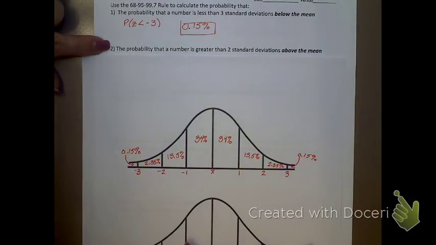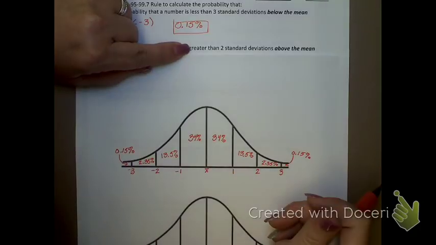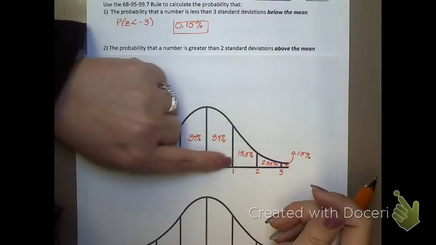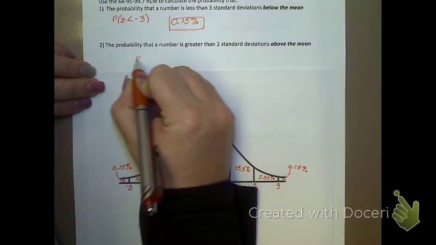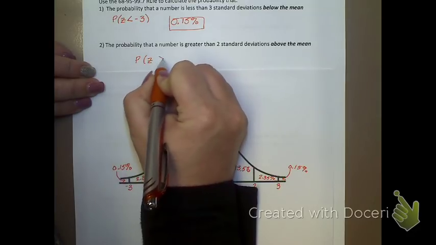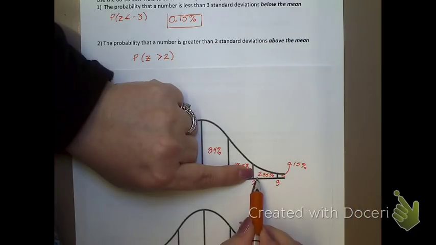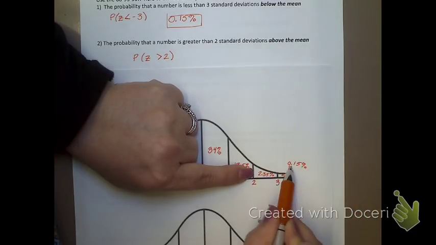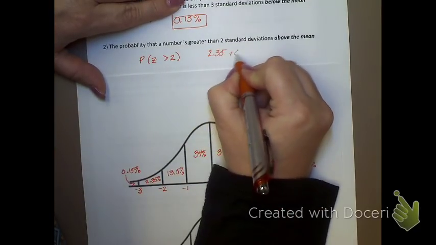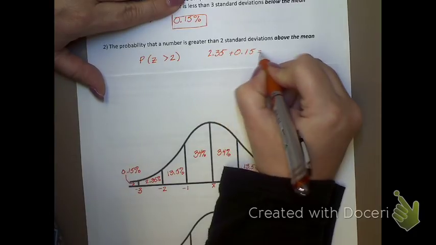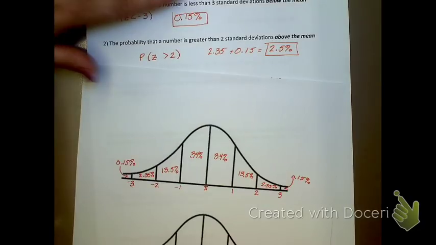Okay? What is the probability that a number is greater than, so that means I'm going to be looking to the right, of 2 standard deviations above the mean. So that would be a z-score of 2. If that was written in this z-score notation, it would say what is the probability that z is greater than 2. If this is 2 standard deviations above the mean, I have to add up 2.35 plus 0.15. So 2.35 plus 0.15 is equal to 2.5%. That's my probability right there.